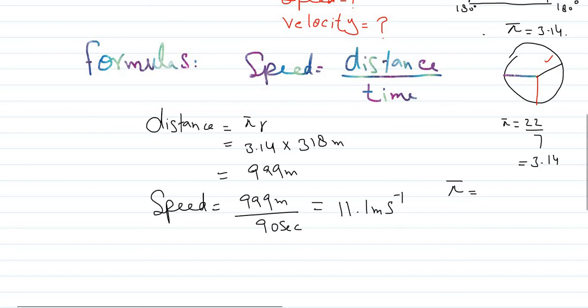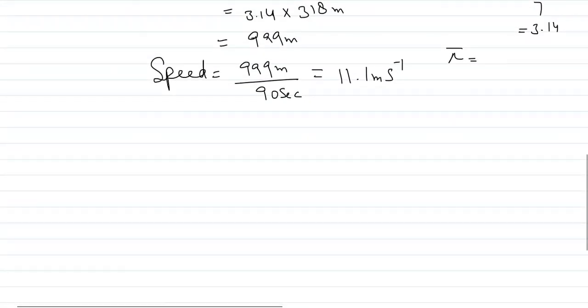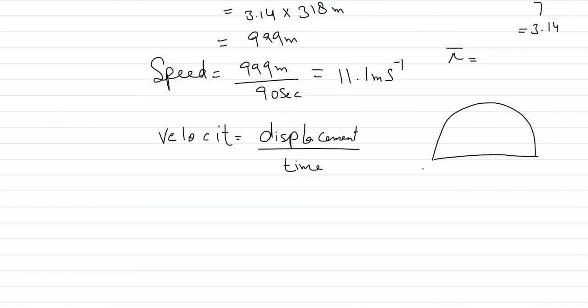Now we are finding velocity. You know that the formula of velocity is displacement over time. What is displacement? The shortest distance between two points is called displacement. You can see a cyclist starts from a point and covers a half circle. This is A and B. The shortest distance between A and B is this line. This is the longest path, this is the shortest path.